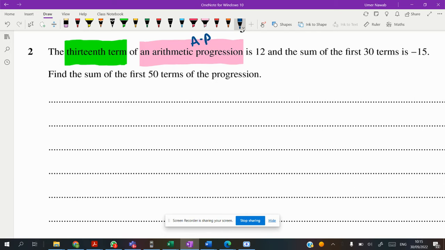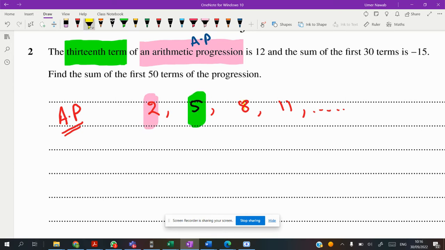So let me just give you a quick review. What is an AP sequence? Arithmetic sequence or arithmetic progression is a sequence like 2, 5, 8, 11, so on and so forth. This is the first term of a sequence. This is the second term, this is the third term, and then it is the fourth term of a sequence.